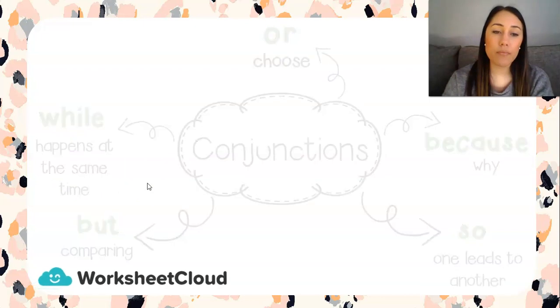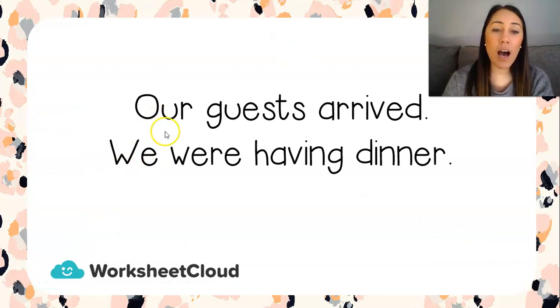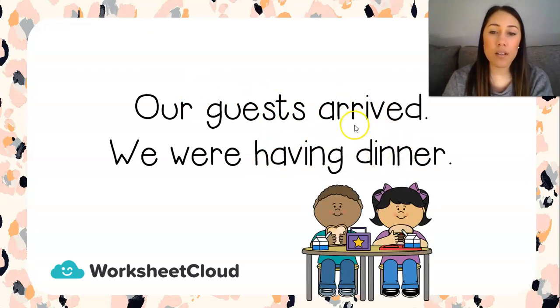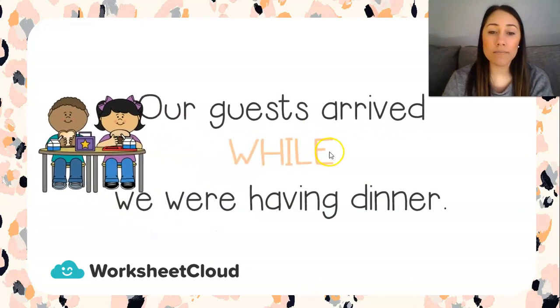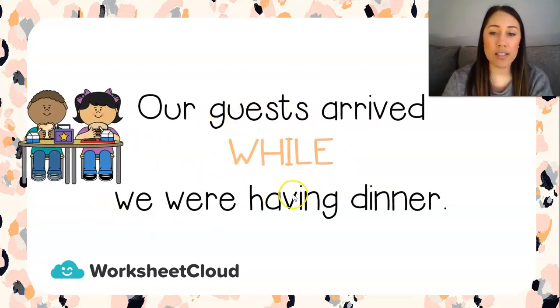So, let's look at an example. Our guests arrived. We were having dinner. It's two separate sentences. And while the one thing happened, the other happened. So you can also say, we were having dinner. Our guests arrived. They happened at the same time. So we're going to use "while" to join the two sentences. Our guests arrived while we were having dinner.